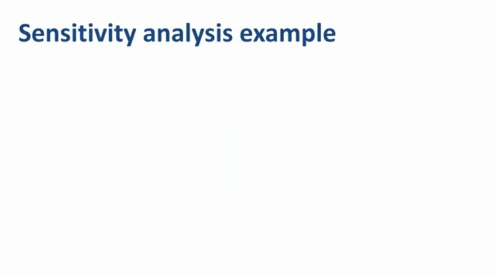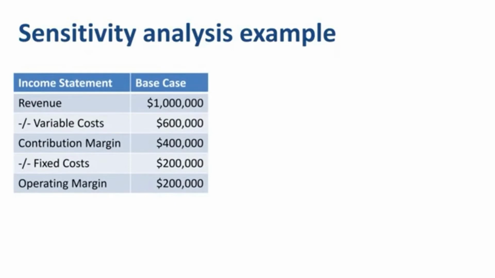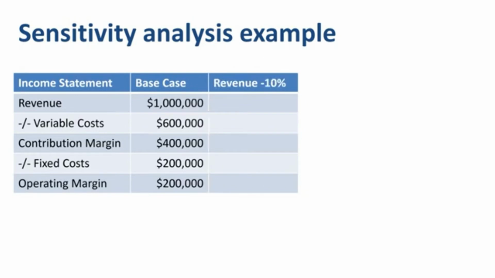Let's start off with the base case on the left. The projected income statement of a company has $1 million of revenue, minus $600,000 of variable costs, which leads to $400,000 of contribution margin. After deducting fixed cost of $200,000, operating margin is $200,000. What is the effect of a change in revenue, more specifically a drop of 10%, on operating margin?